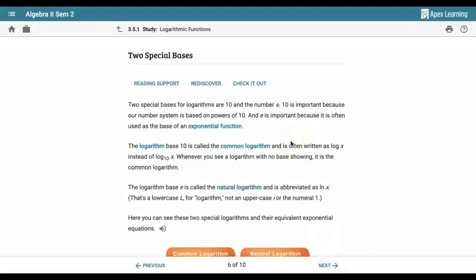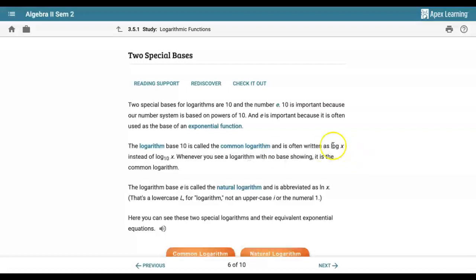Now, we just looked at a lot of different base values. We had a base 4, a base 9, a base 2. But there are 2 specific bases that we're going to talk about when we're dealing with logarithms. The first one is if we have a base 10 value, so log base 10. This is what's called our common logarithm. It's the one you're most likely going to see.